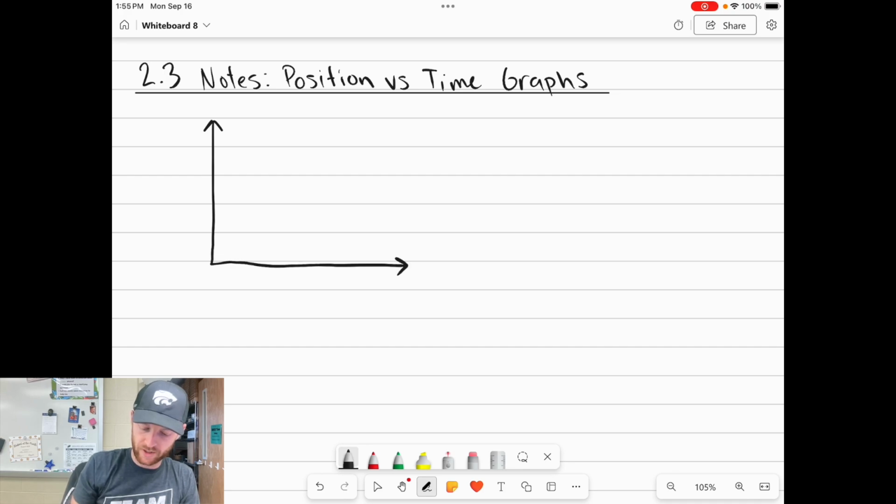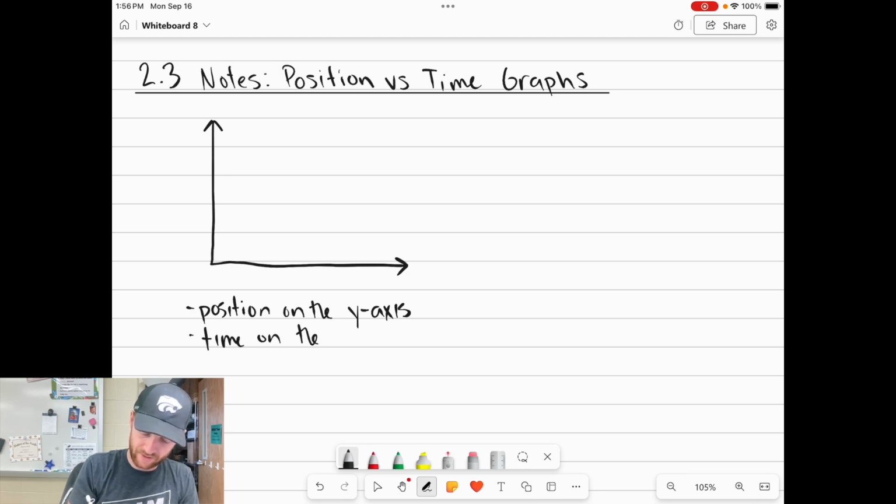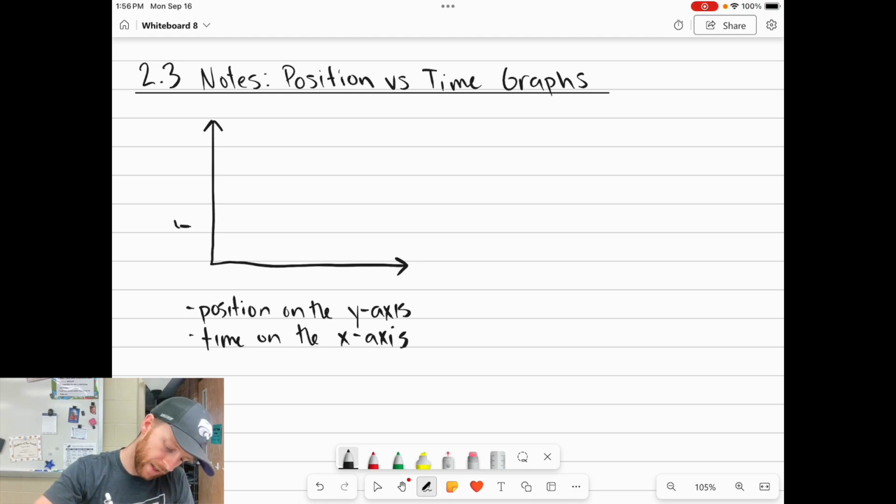Left and right looks pretty normal. Now, when it comes to position time graphs, on all of them, no matter what, position goes on the Y, which then puts time on the x-axis. So with this, we're going to label our graph just like this, position and time.